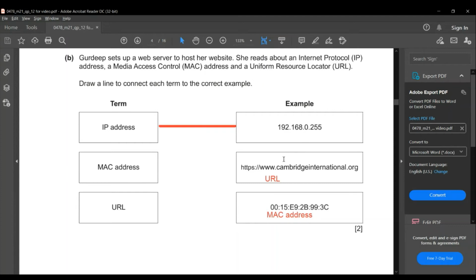192.168.0.255, https://www.cambridgeinternational.org, and 0015E9 2B993C. So the matching would go like this. IP address would be matched to this example. The URL is matched to this example and the MAC address is matched to this example. I hope you know this. An easy 2-mark question.